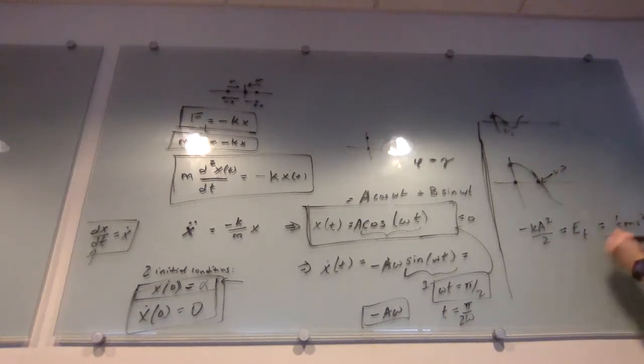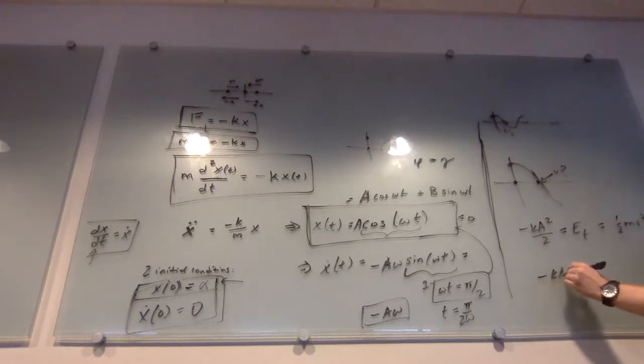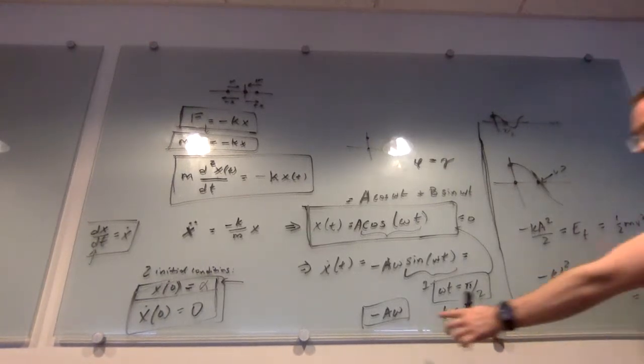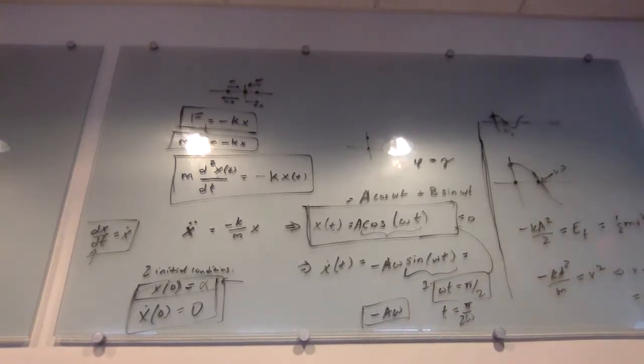These are equal, so the 2's cancel, and we get minus kA squared over m is v squared. So therefore v is minus A radical k over m. But we know this is minus A omega, right? This is omega, and that's exactly that.